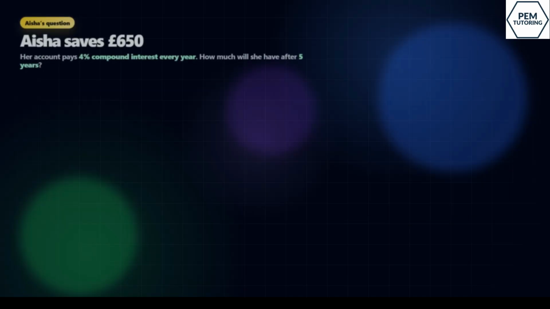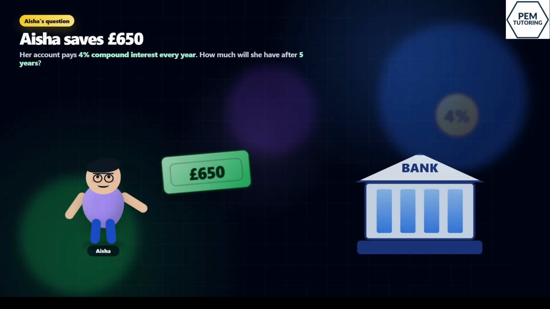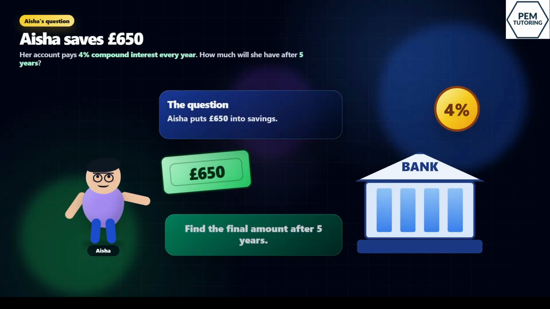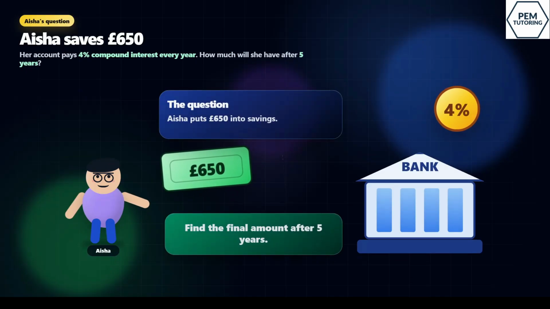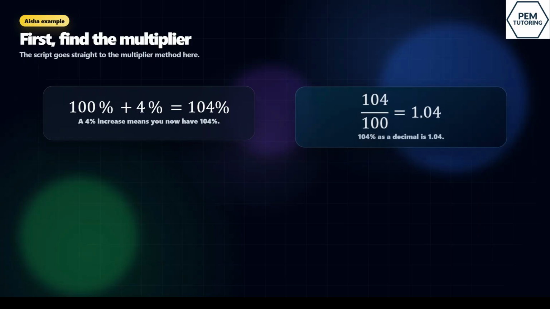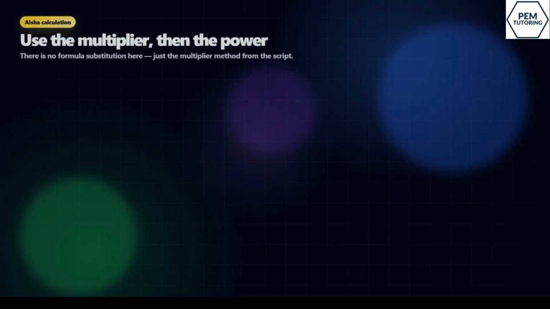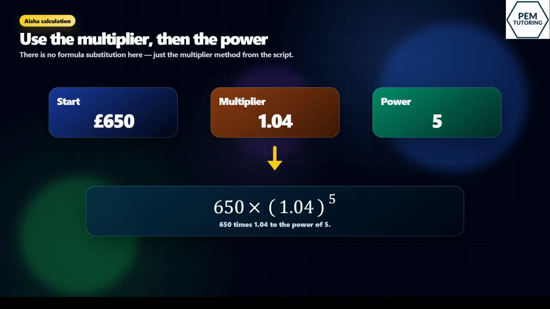Let's try another one. Aisha puts £650 into a savings account. It pays 4% compound interest every year. How much will she have after 5 years? First, find the multiplier. A 4% increase means 104%. 104% as a decimal is 1.04. The starting amount is £650. The number of years is 5. So the calculation is 650 times 1.04 to the power of 5.